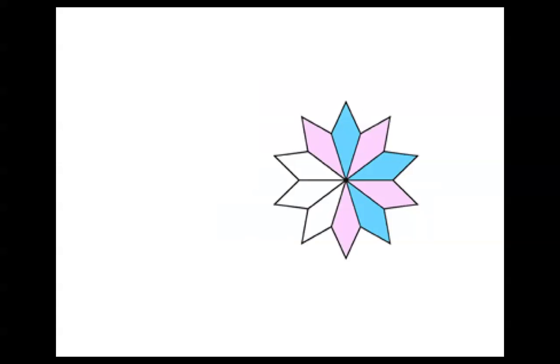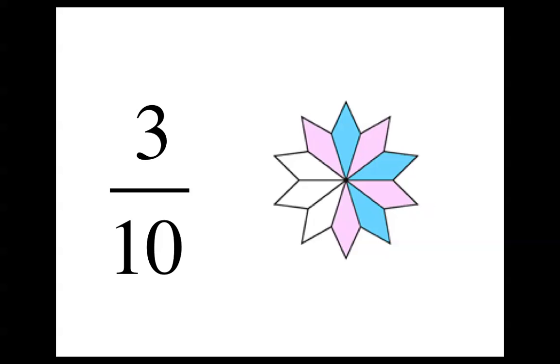Here's a more challenging one for you. Pause it if you need to. Count the blue shaded areas. Alright, if you count, there's 10 sections on this picture. 4 of them are pink, but I asked for blue. So a fraction for the blue sections would be 3/10, or 3 out of 10.